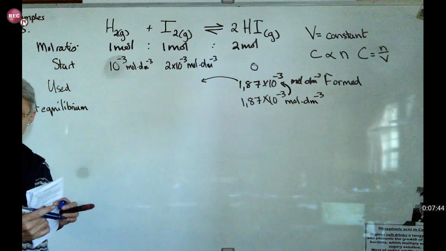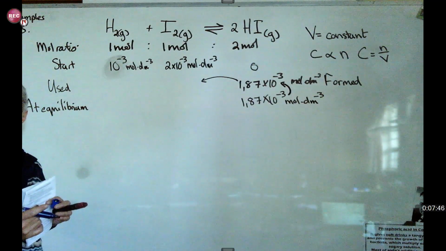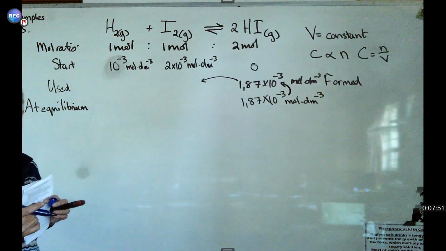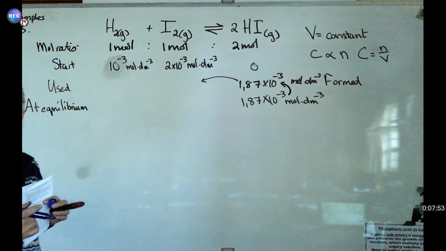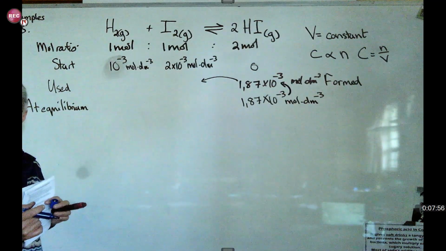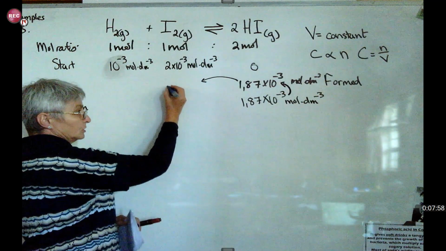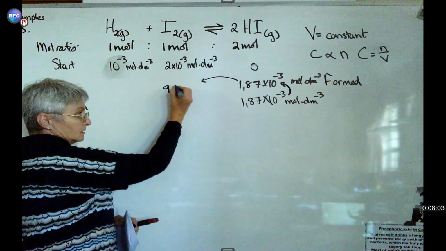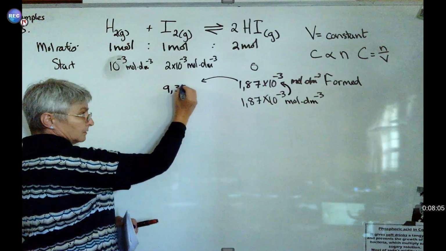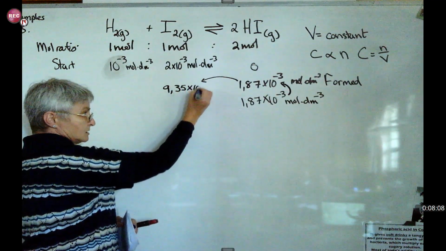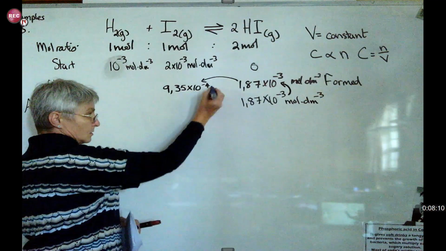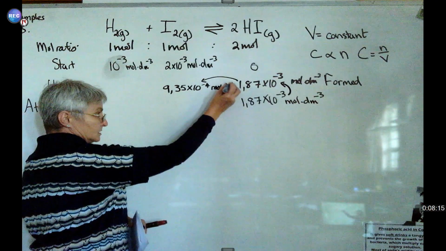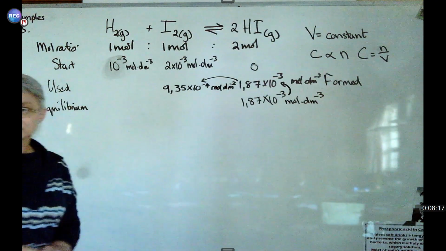Then you have different standard forms. Oh, scientific notation. Yes. But it's 0.000... Okay, so it's 9.35 times 10 to the minus 4 mole per cubic decimeter. Just check me, please.